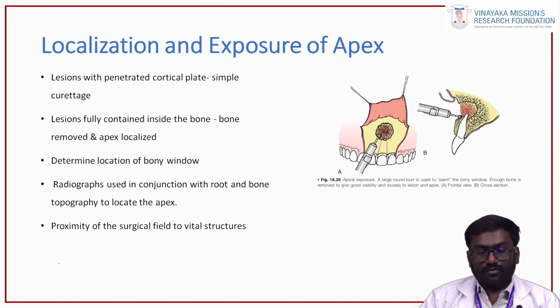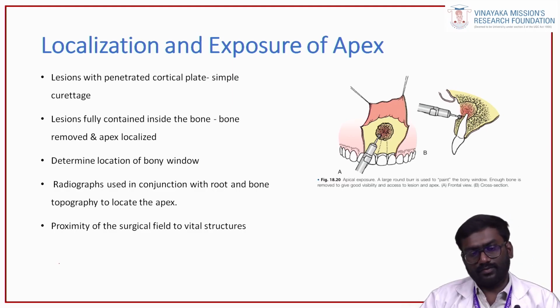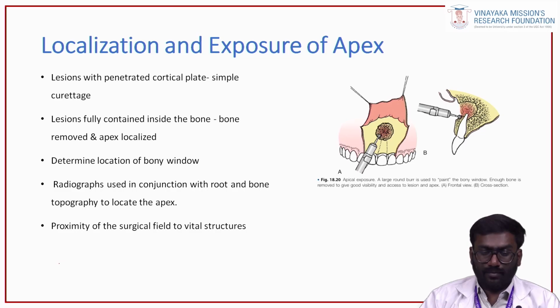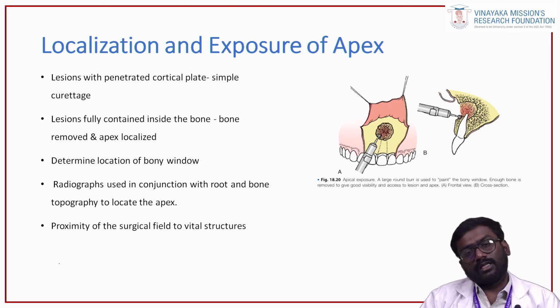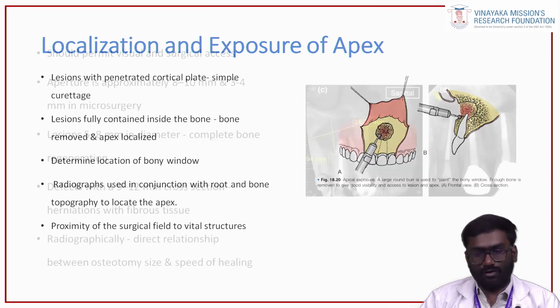For lesions which are fully contained, as I was telling, the bone has to be removed and the apex has to be localized. Lesions which have penetrated the cortical plate, it is very simple. You can directly locate the periradicular region. If you are finding trouble to locate, radiographs in between, IOPAs, and CBCTs can be used to locate the area of surgery. Keep in mind, whatever area you're working, the nearest anatomical vital structure should not be injured. That is one main surgical principle to be followed.